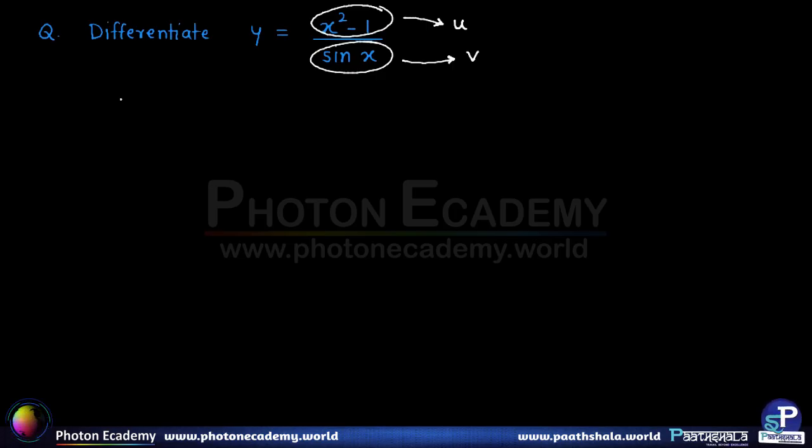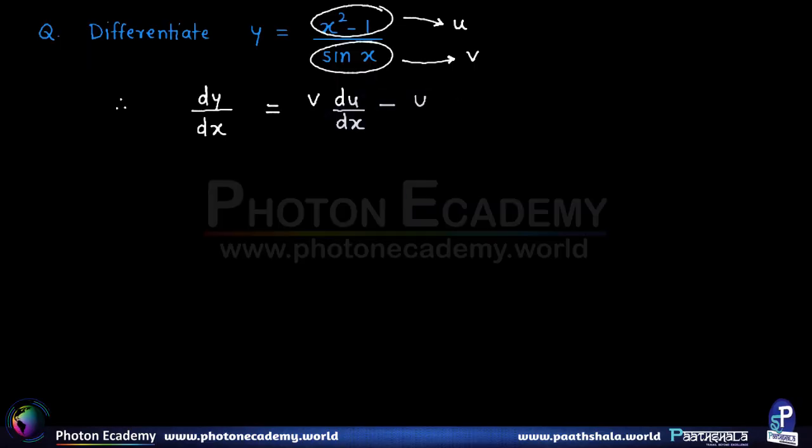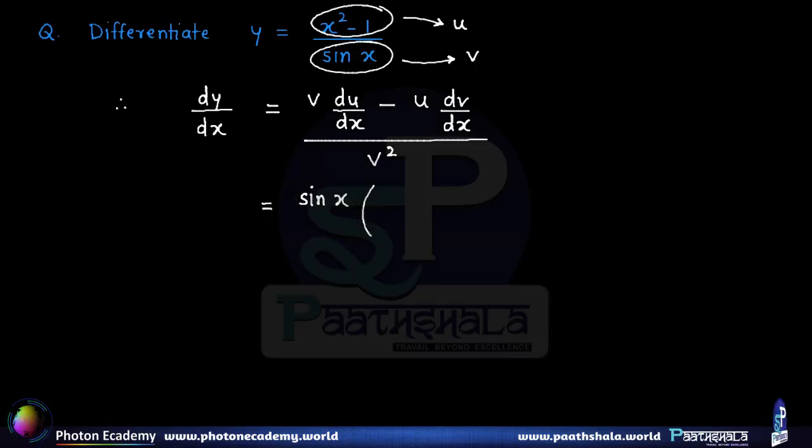Okay? Now if y is given by this, therefore the derivative, now here we represent it as dy by dx is equal to, now if you observe the formula, let us write the formula first so that it will be easy. The formula is v into du by dx minus u into dv by dx whole upon v square. That's the formula. So therefore, now v is nothing but the denominator function, that is sin x, multiplied by derivative of u, that is derivative of numerator.